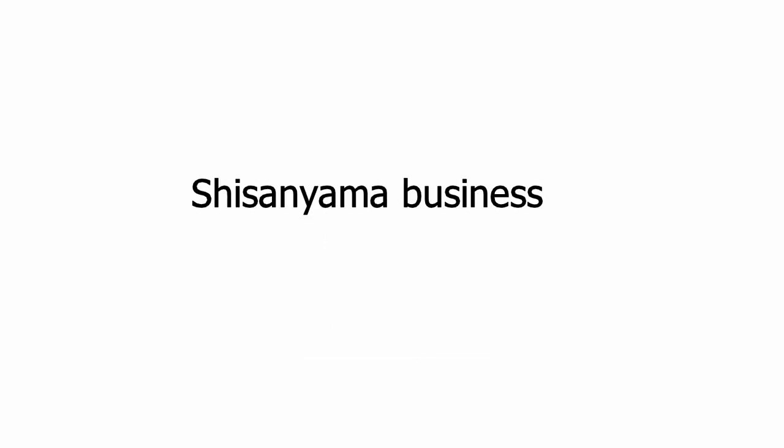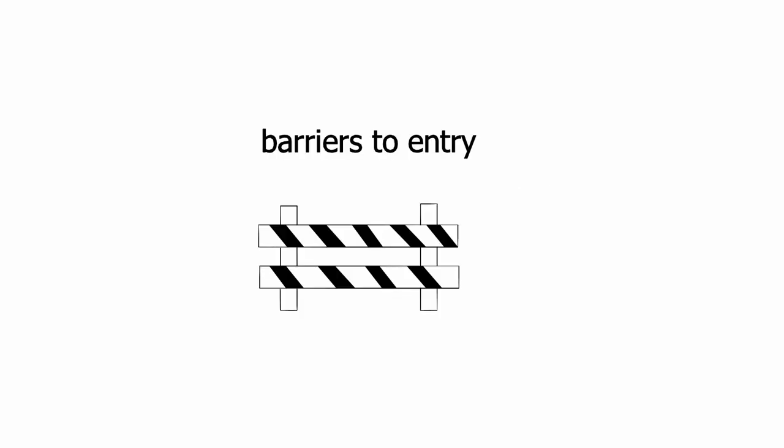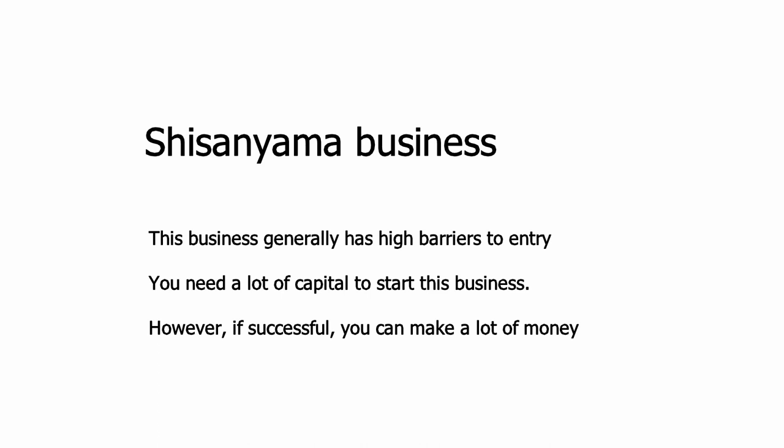A Shisanyama business. A Shisanyama can be a very lucrative business to start in a township in South Africa. A successful Shisanyama usually makes more money than established businesses running from town or the suburbs. Starting a successful Shisanyama might require you to have a bit of capital. You can make more than 100,000 a month just by running a Shisanyama. Check out our video on how to start a Shisanyama business.